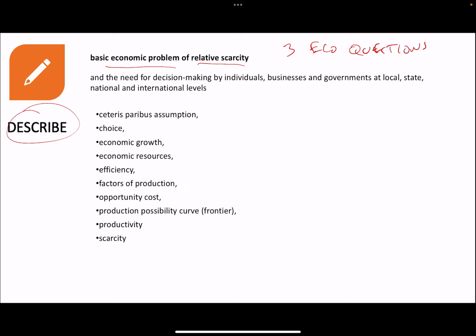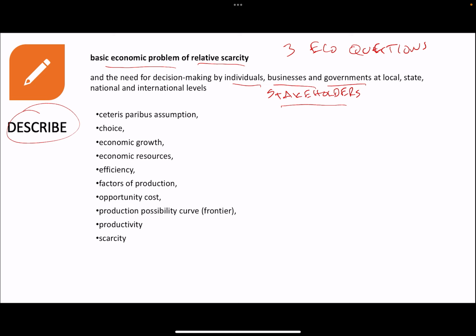The need for decision-making by individuals, businesses and governments at all different levels. These three here are what we call our stakeholders. It's important in economics to always think about how any economic outcome could affect these three key stakeholder groups. For example, you might have a situation where firms definitely benefit from the minimum wage not being increased. That would be a great thing for firms, not having to pay more wages.